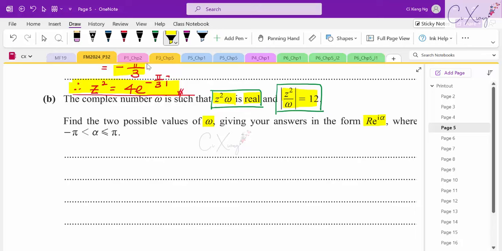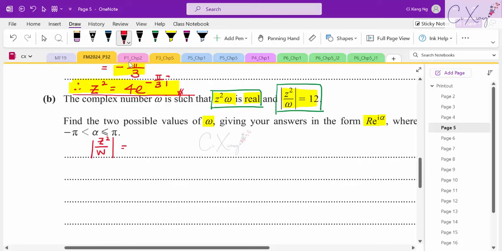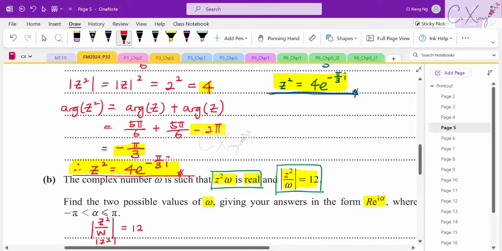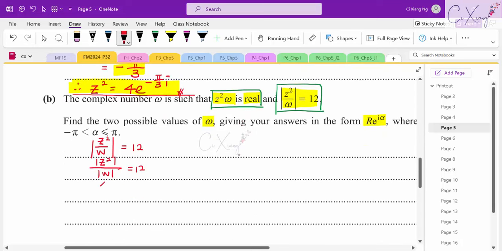Maybe I want to start with the modulus of z square over W. They told me that the modulus of z square over W is equal to 12. For your information, we can separate this modulus into modulus z square divided by modulus W, equal to 12. The modulus of z square just now, you got 4. So you have 4 divided by the modulus of W equals 12. From here, you successfully get the modulus of W, which is 1 over 3.